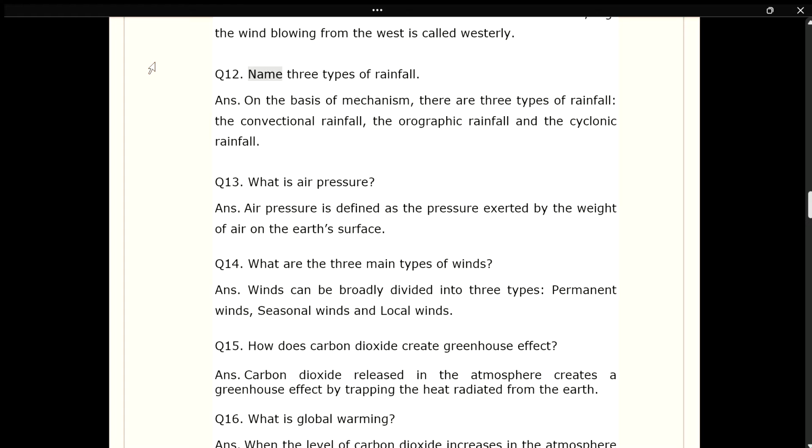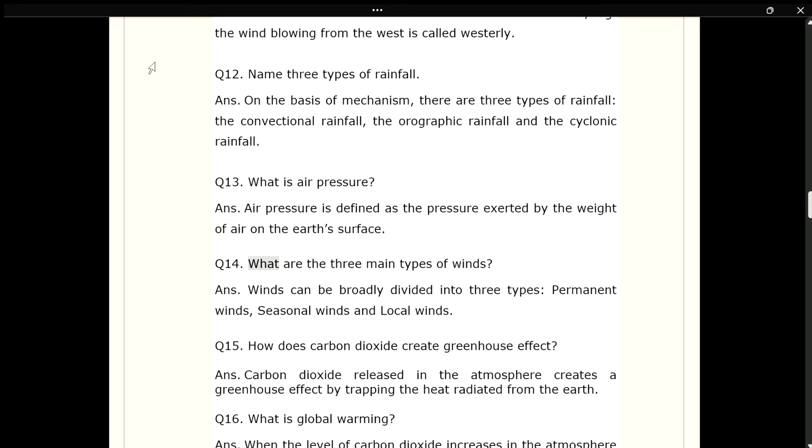Q12. Name 3 types of rainfall. Ans. On the basis of mechanism, there are 3 types of rainfall: the convectional rainfall, the orographic rainfall and the cyclonic rainfall. Q13. What is air pressure? Ans. Air pressure is defined as the pressure exerted by the weight of air on the Earth's surface.